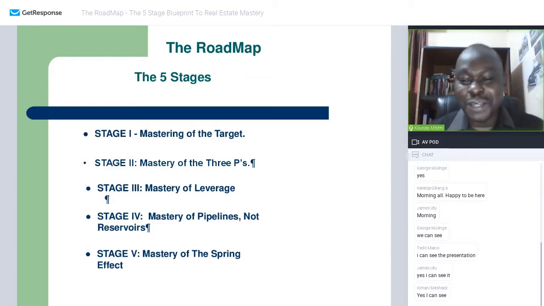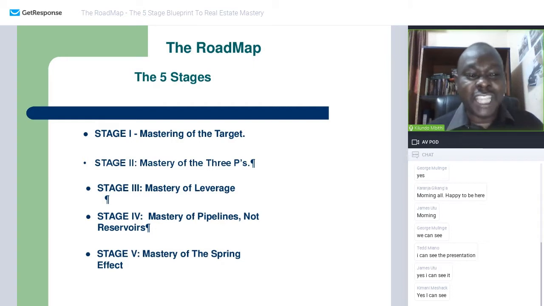I hope you're not one of those guys who has a portfolio that is sucking money out of your pocket. You did an investment 2 years ago, and it is sucking money out of your pocket. Yeah. That means you don't have mastery of pipelines. You have mastery of something else. Okay, I will be explaining that and why it is very important.